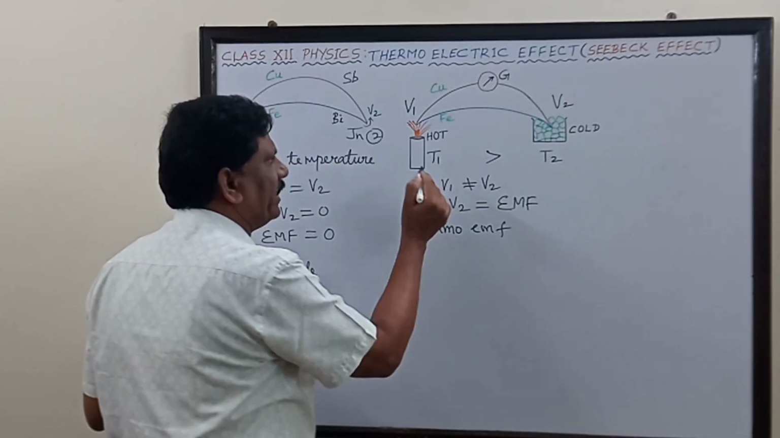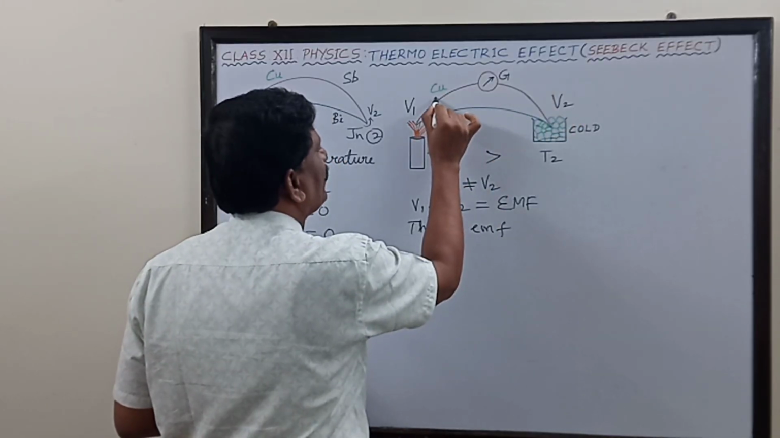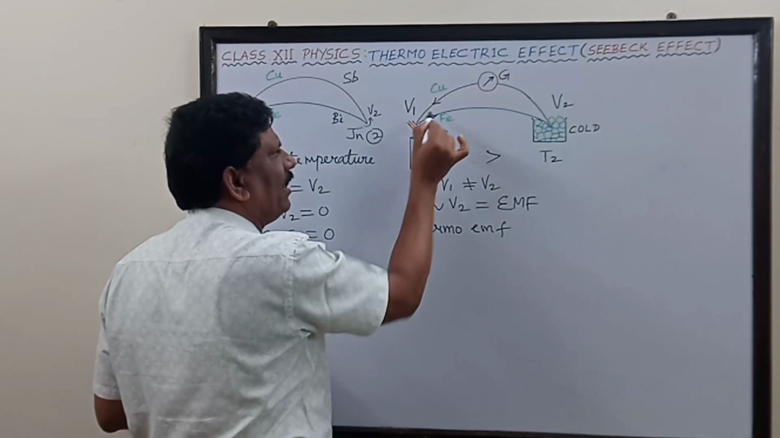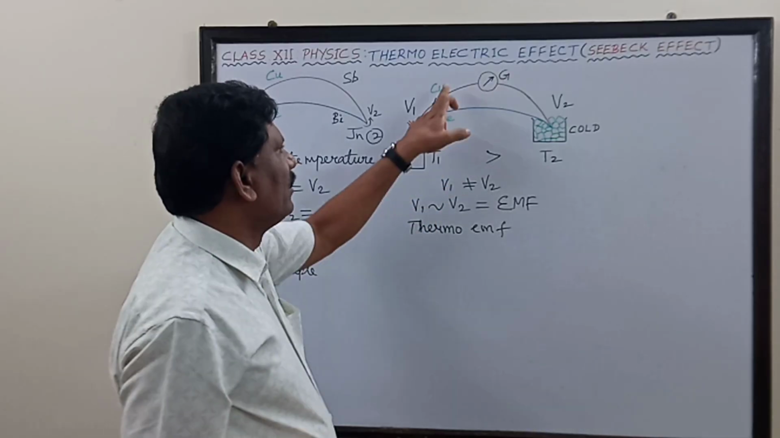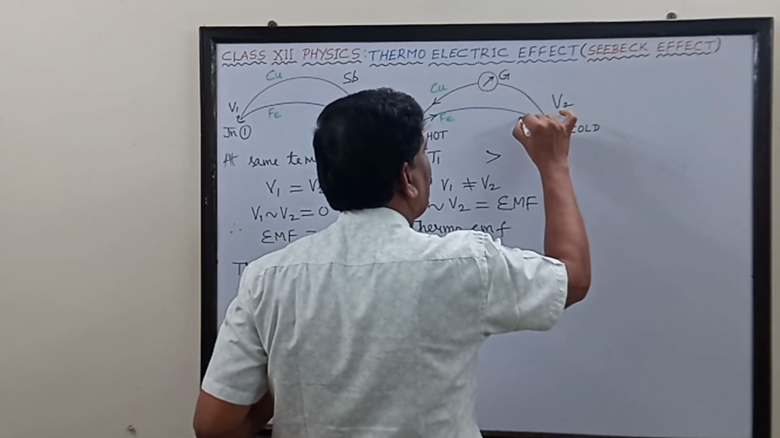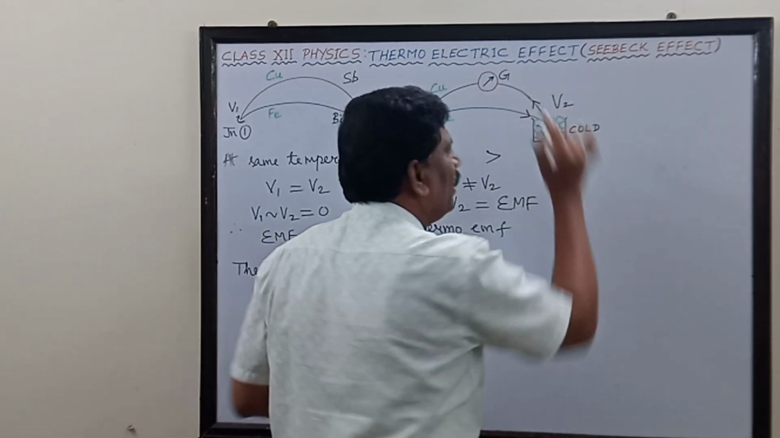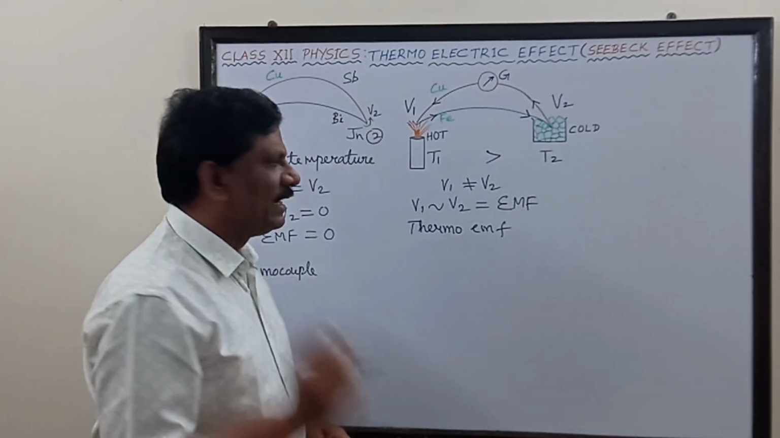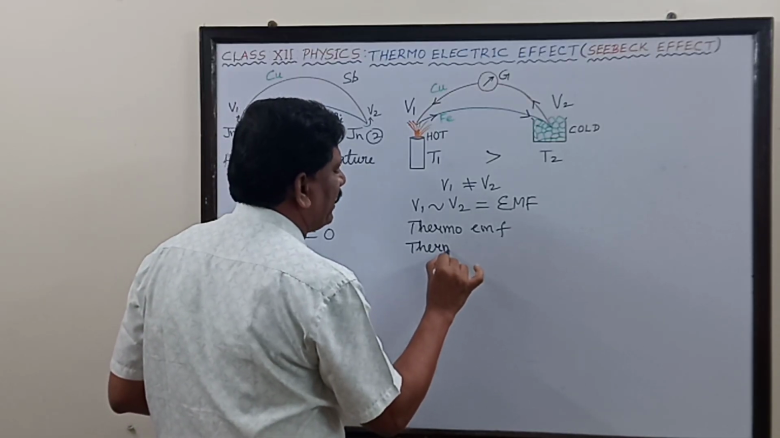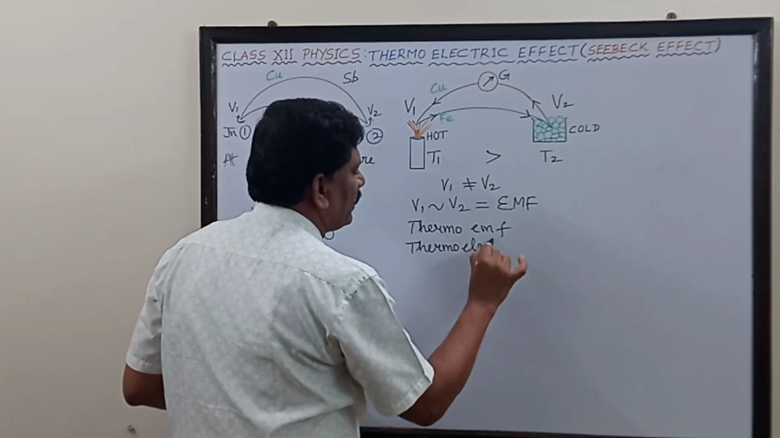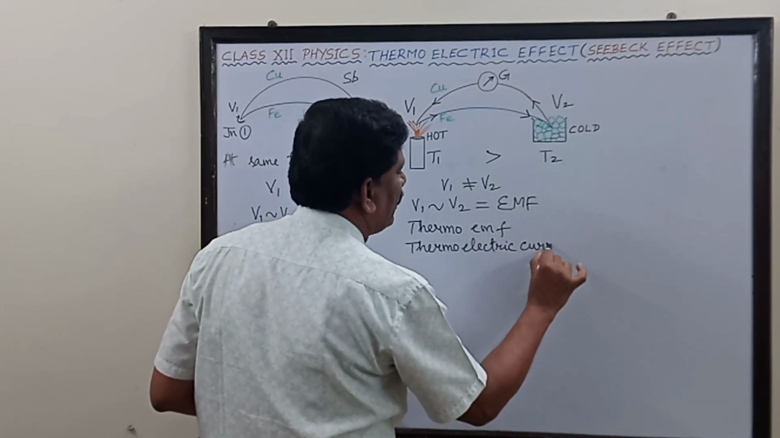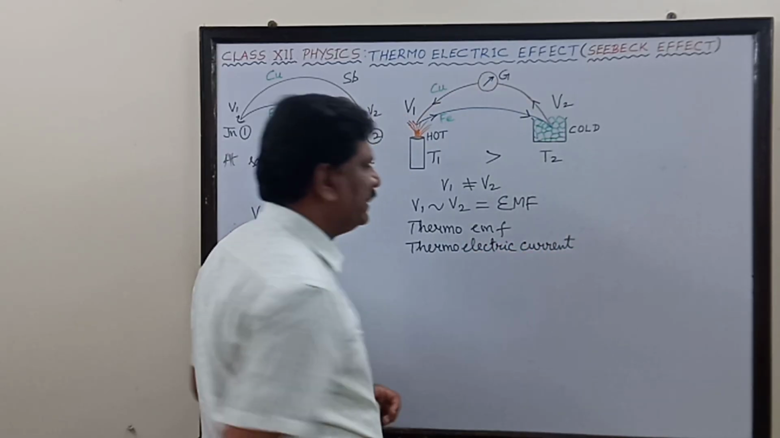So it was observed by Seebeck that the current was flowing from the copper to iron at the hot end. At the hot end, the current will flow from copper to iron, and at the cold end, the current will flow from iron to copper. This current is called a thermoelectric current. So the current due to the thermo EMF is called a thermoelectric current.